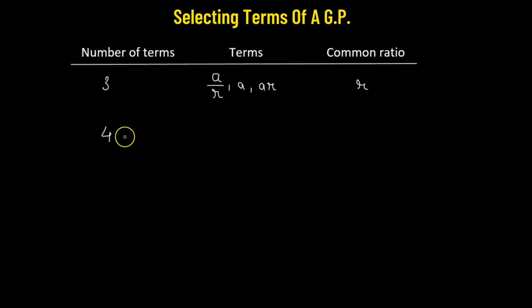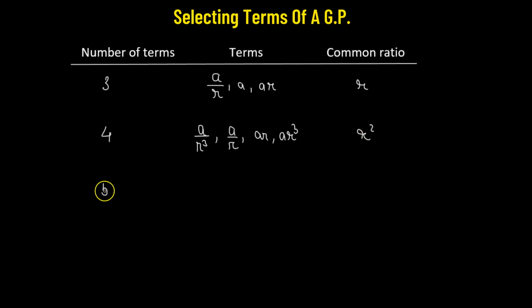So if we want to select four number of terms, then we will be selecting four terms in such a fashion that the first term will be a over r cubed, followed by a over r, then the next will be ar, and the fourth will be ar cubed. Now here, to find out the common ratio, all we have to do is take any term on this particular GP and divide it by the previous term, and this is going to give us a common ratio of r squared.